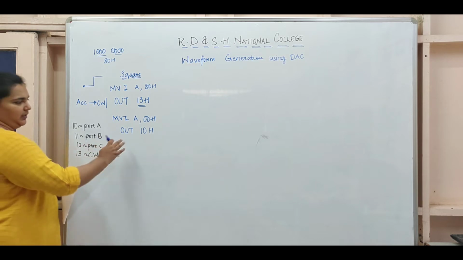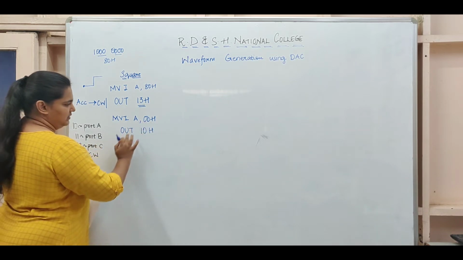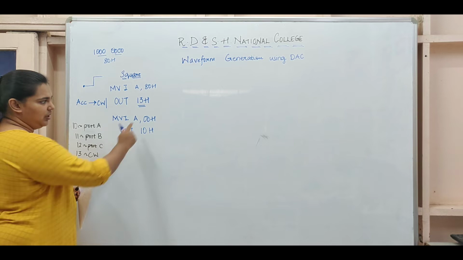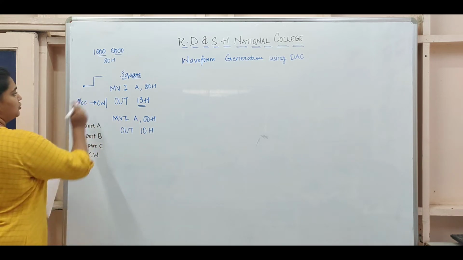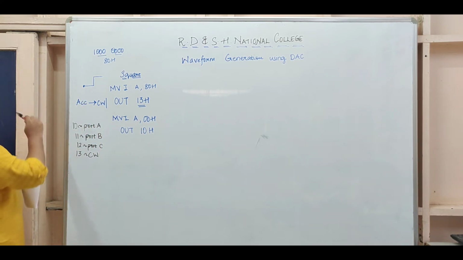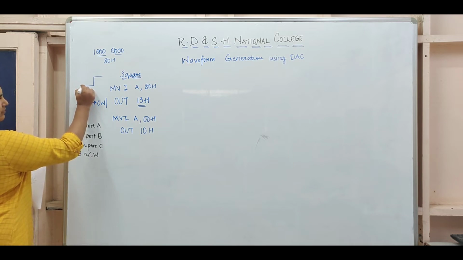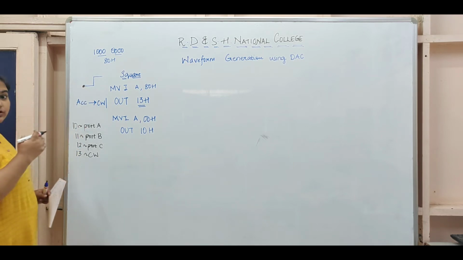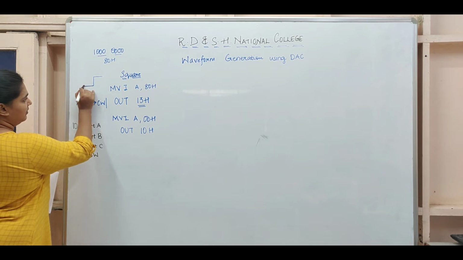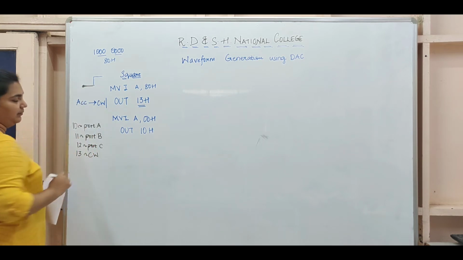I want to use port A. So I have given MVI A 00, OUT 10H. So now this value has gone to port A. So I have come here. I'll draw this and show. So I have come here. I want to repeat this value for a certain amount of time. I want to keep staying here for a certain amount of time.